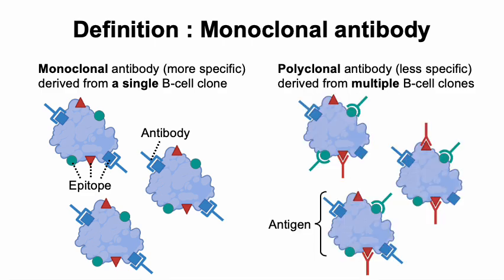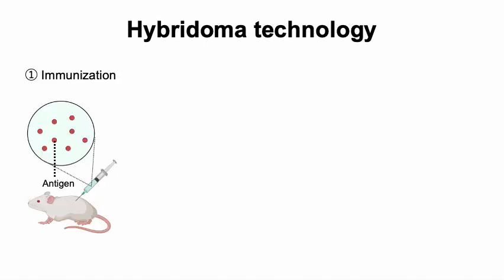In contrast, polyclonal antibodies are produced from multiple B-cell clones and therefore recognize multiple epitopes. This difference in specificity is one of the main reasons monoclonal antibodies are widely used in research and medicine. Next, I will explain the classic method for producing monoclonal antibodies, hybridoma technology.